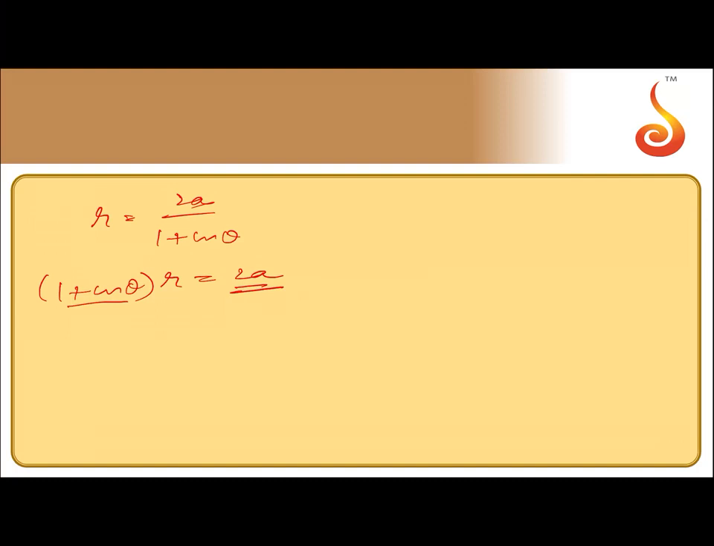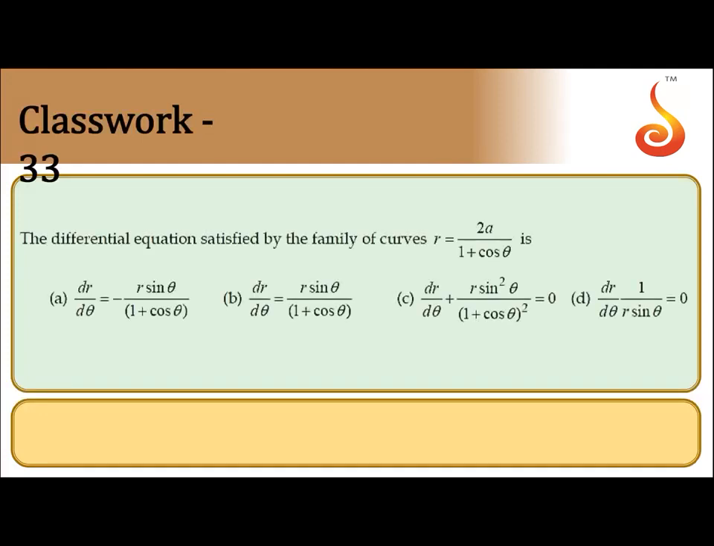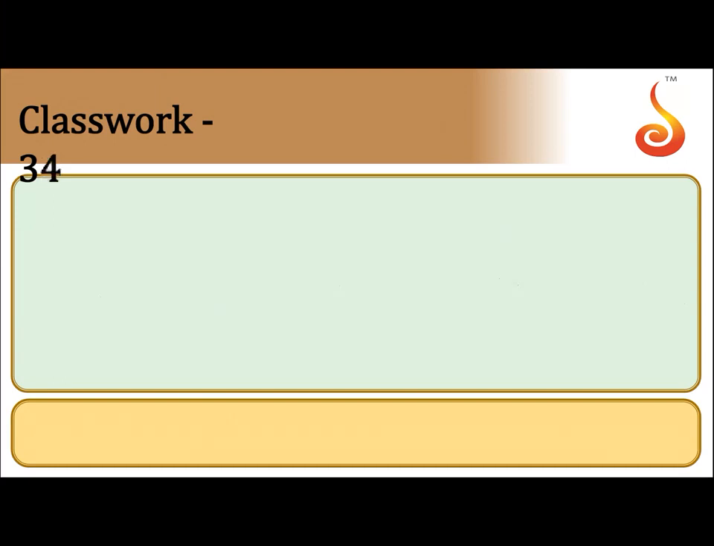Here, with respect to theta, you are differentiating. 1 plus cos theta, keep it as it is, times the derivative of R with respect to theta, which is dr by d theta. And the derivative of 1 plus cos theta, 1 derivative 0 and cos theta derivative minus sin theta, multiplied by R is equal to 0. So from here, dr by d theta is equal to sin theta into R divided by 1 plus cos theta. So it is R sin theta by 1 plus cos theta, second option.